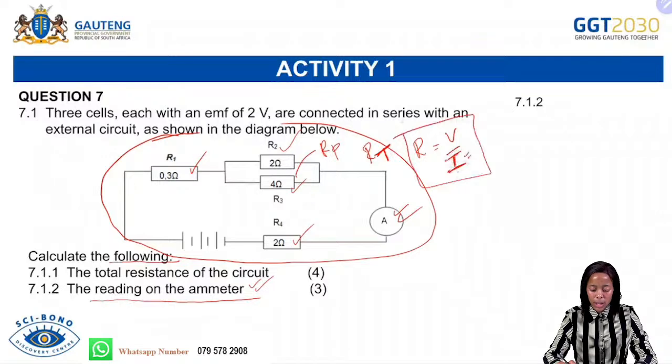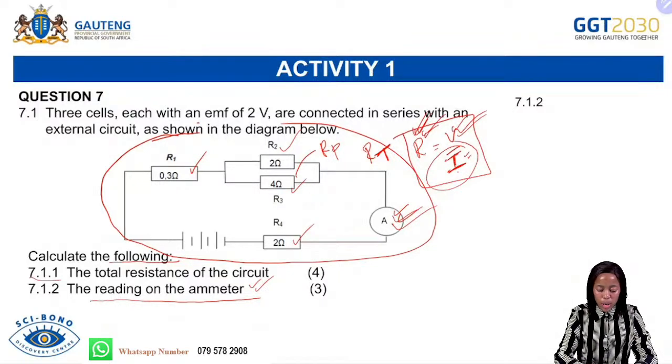So from there, you will see that we have R. We had calculated the total resistance in question 7.1.1. So from that total resistance, we can substitute the total resistance, and we also need the total potential difference or the total voltage of the circuit. So now if we have the total resistance and the total voltage of the circuit, we can then calculate the total current of the circuit.